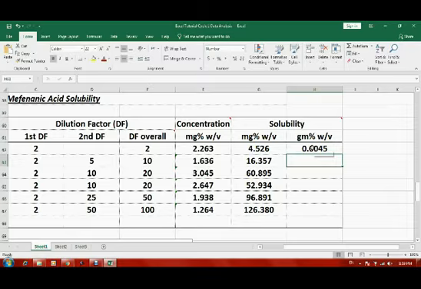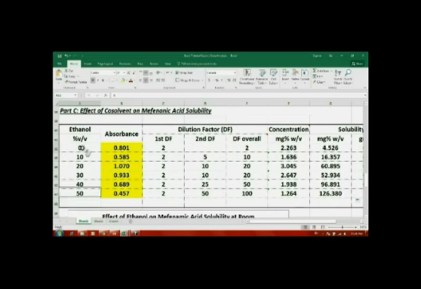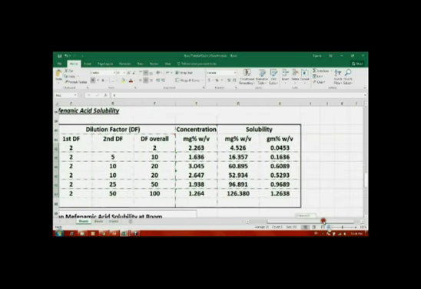Now, calculate the solubility in gram percent weight per volume. This should be done via dividing the solubility in milligram percent weight per volume by 1000.